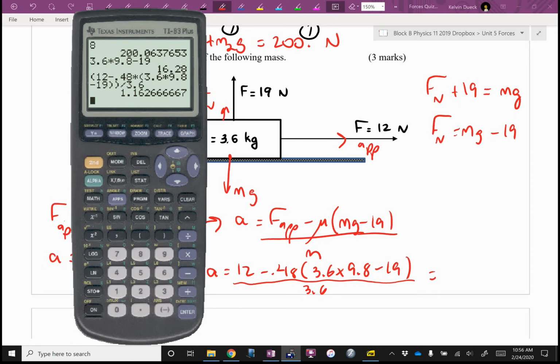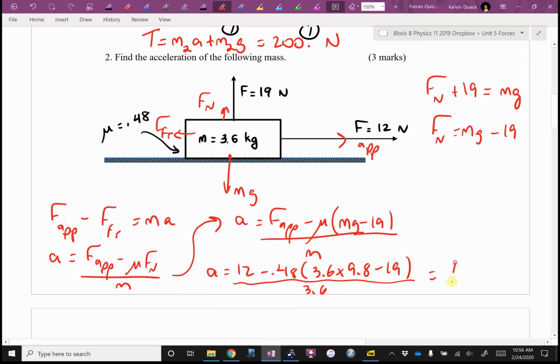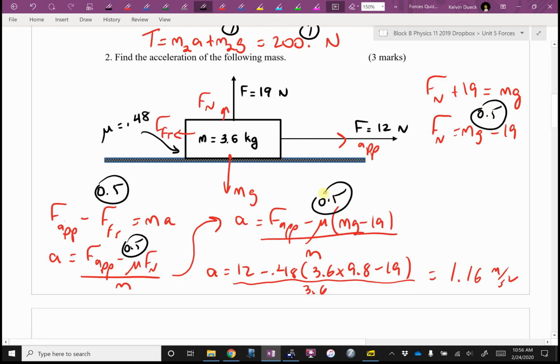Am I seeing nods or no? Yeah? Meters per second squared. I would give you 3 out of 3 if you had that. Otherwise, 1, 2, 3, 4, 5. I would probably go half mark for that. Half mark for that. I would go a half mark if I saw that somewhere. Half mark for the numbers. And a half mark for the answer. And then I would go to the next page.